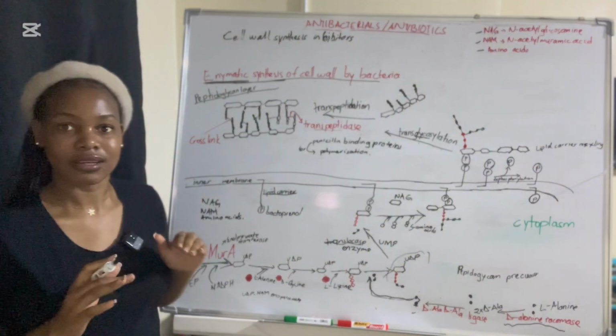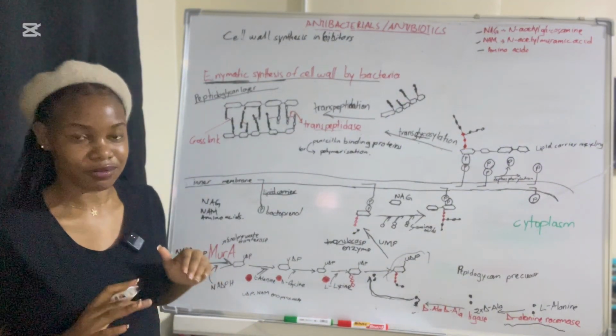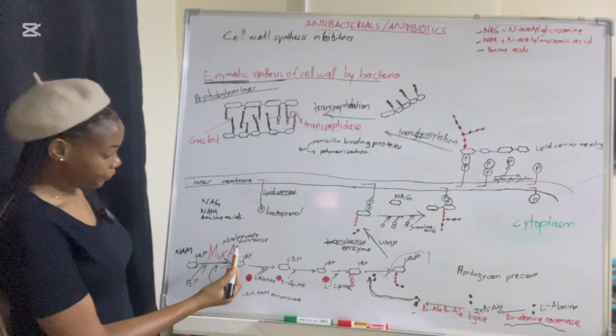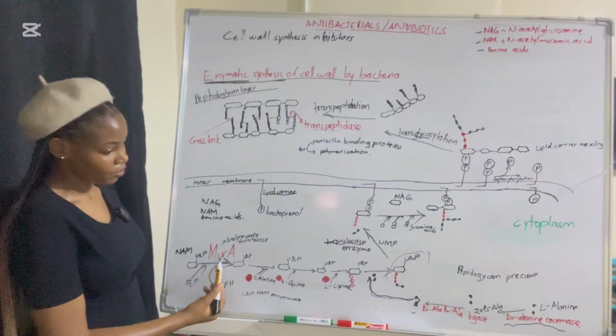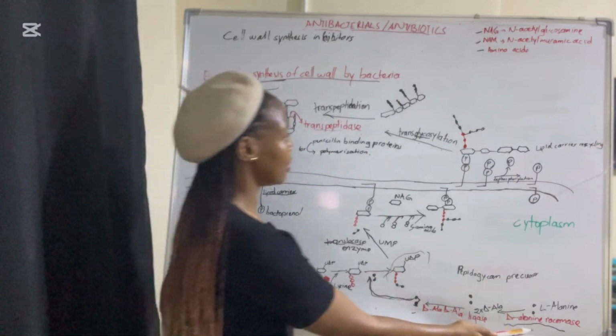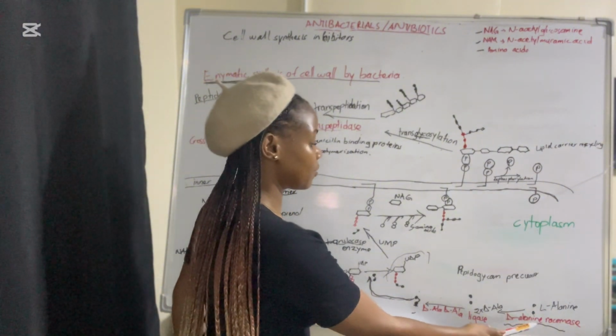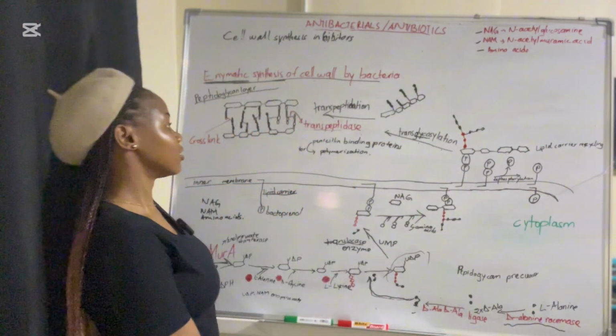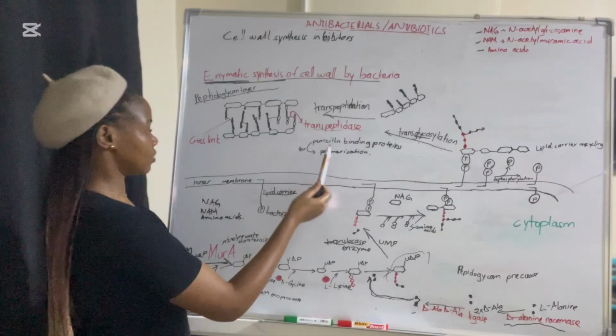So take note of all the enzymes I've written in the red marker: Mira A, D-alanine ligase, D-alanine racemase, and transpeptidase.